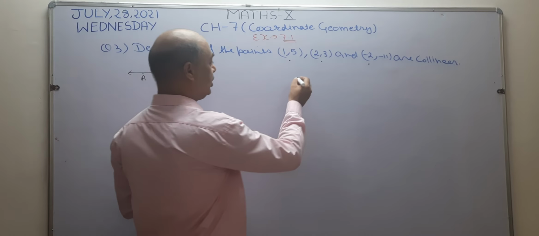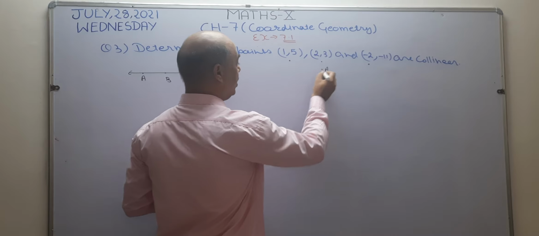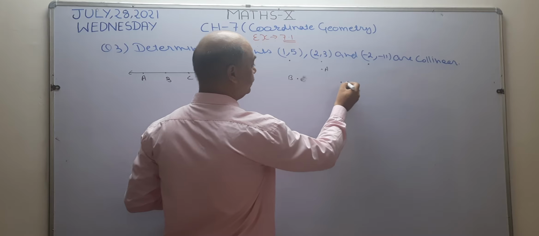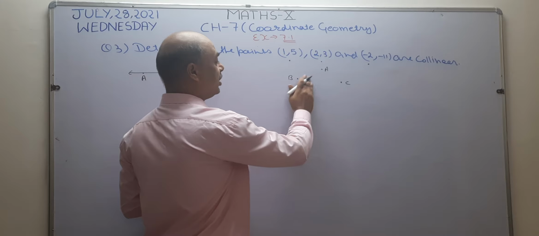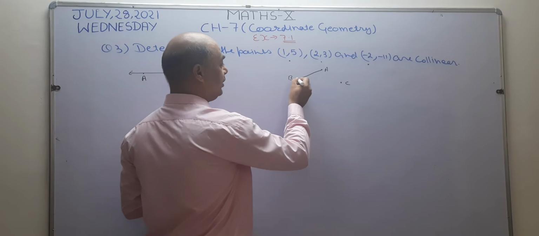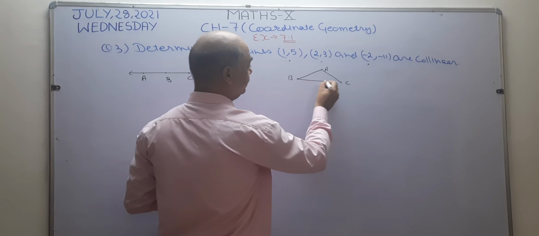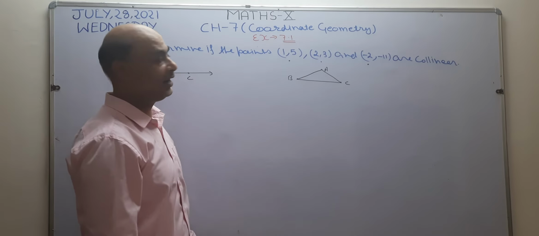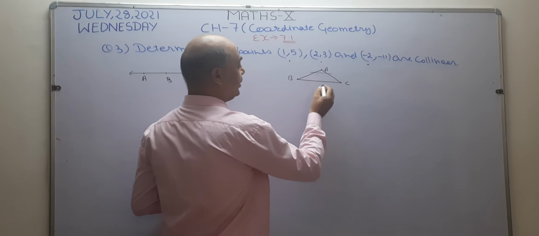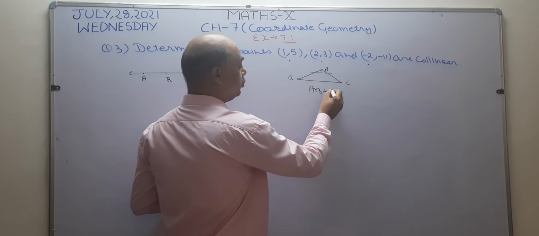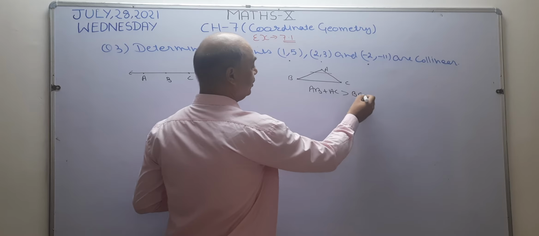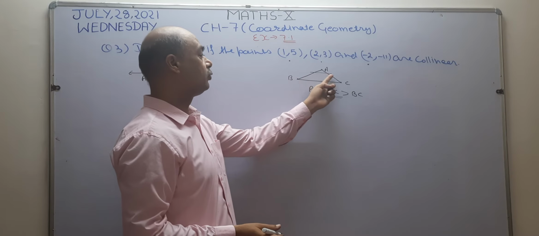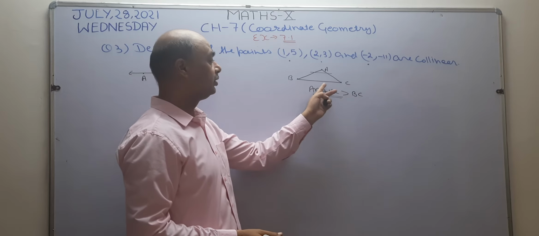If they are not in the same straight line, suppose A point is here, B point is here, and C point is here. Now these 3 points are not in the same straight line. When they are not in the same straight line, then they form a triangle. Okay? When I want to join all the 3 points, then they form a triangle. And you know that sum of two sides in a triangle is always greater than the third side. Okay? If these points are not collinear, then sum of two sides is always greater than the third side. Is it clear?